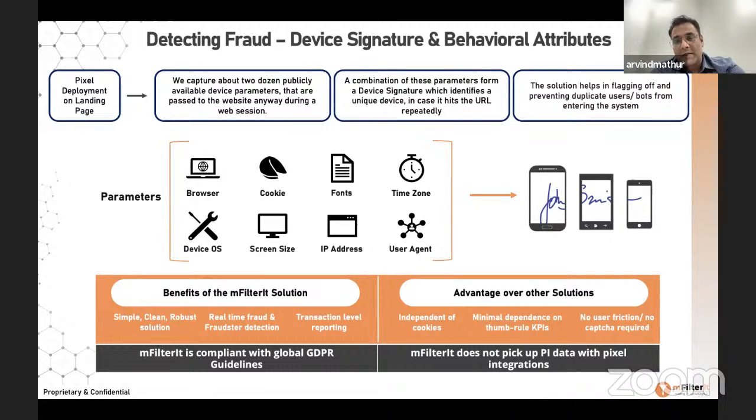And when this device signature repeats itself, it's a very clear indicator that it's the same device which is engaged with your campaigns. And it's probably spoofing other signals, but in a sense, it's the same device.